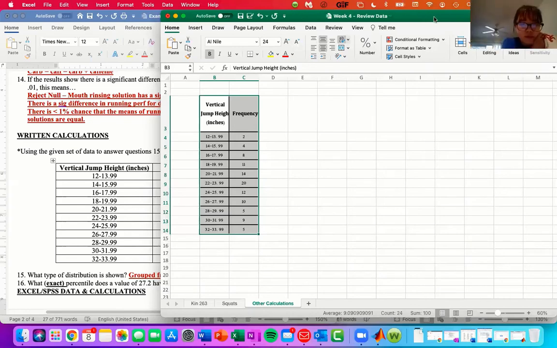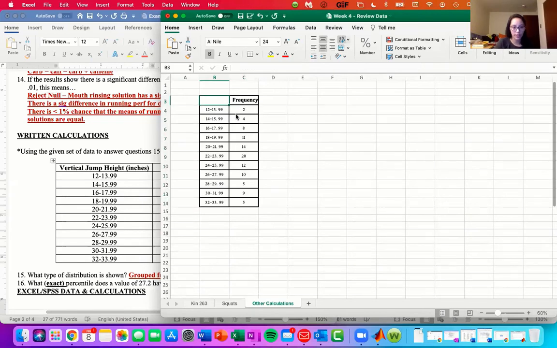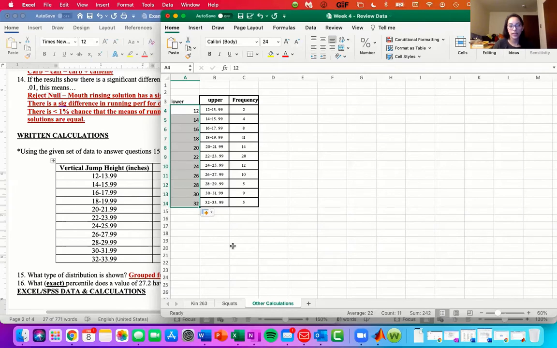You make a lower and upper bound. Right. So I'm just going to erase this, but it's vertical jump, right? So I can make a lower and an upper column and then say, what is my interval, right? It's 12 to 14. So I can put 12, 14. That creates kind of a pattern for Excel to recognize. And then I can drag it down, right? And now I have all of the lower bound values.